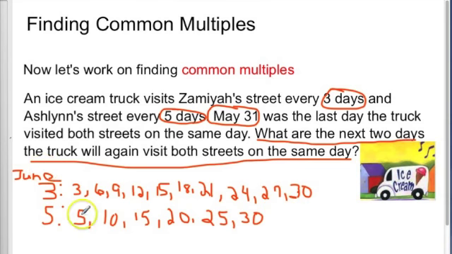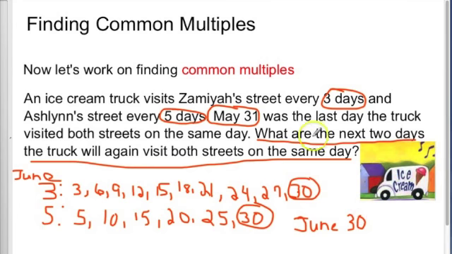The next thing that I'm going to do is look for common multiples. What do these have in common? So I'm going to scan the multiples of 3. I'm going to scan the multiples of 5, and I can see that 30 is what they have in common. So to answer this question, what are the next 2 days the truck will again visit both streets on the same day? Well, I know that it will visit on June 30th, which will be one of the days.